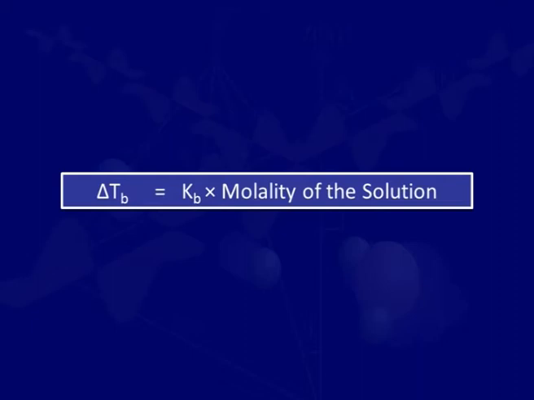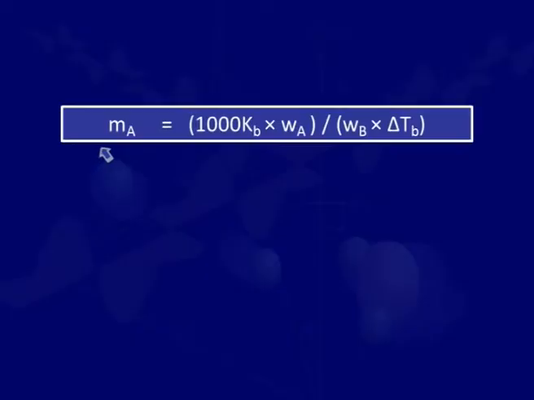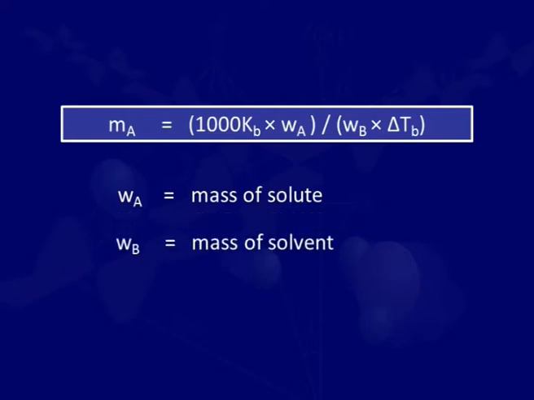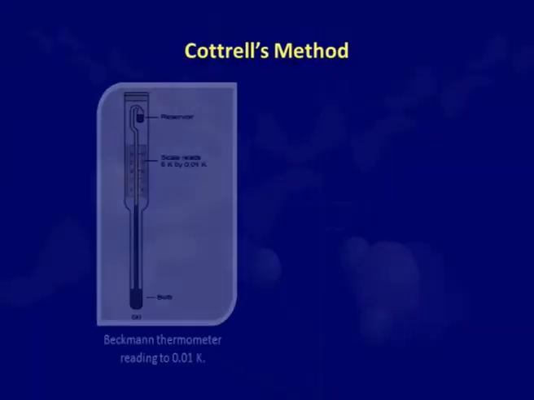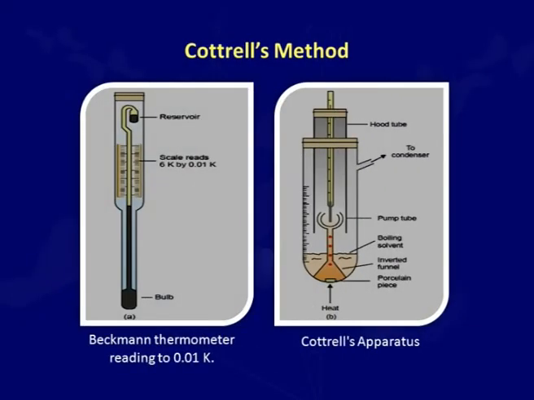By using this relationship, we can calculate the molecular mass of the solute as Ma, which is equal to 1000 into Kb into Wa divided by Wb into delta Tb. Here Wa is the mass of solute, Wb is the mass of solvent, and delta Tb is elevation in boiling point. A method better than Landsberger-Walker method was devised by Cottrell in 1910. You can have a look at this figure for the apparatus of this method.